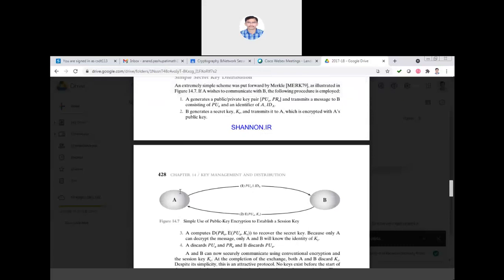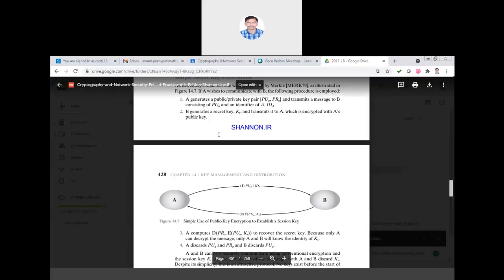As we know, every user can generate a pair of keys. User A generates a pair of keys as PUA and PRA, and user B can generate a pair of keys as PUB and PRB. That is, a private key and a public key maintained by each user. Now you can see the steps here. There are four steps. A generates a public key, private key pair and transmits a message to B, consisting of PUA and an identifier IDA.